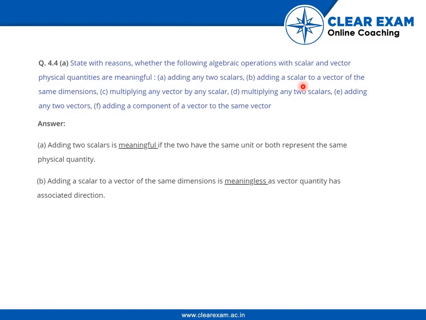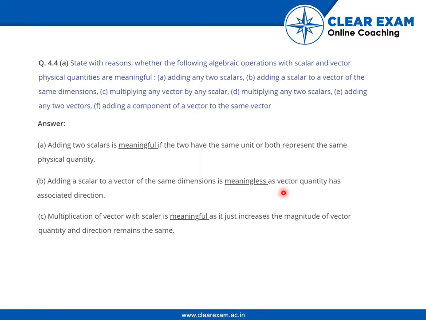Adding a scalar to a vector of the same dimensions. Adding a scalar to a vector of the same dimensions is meaningless as vector quantity has associated direction with it. Multiplying any vector by any scalar. Multiplication is meaningful as it just increases the magnitude of the vector quantity and the direction remains the same.